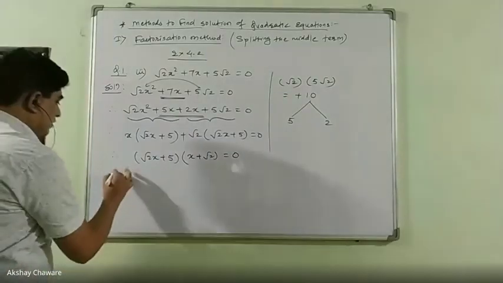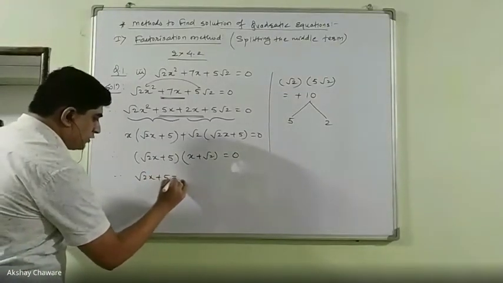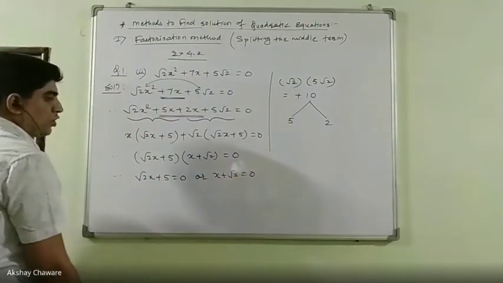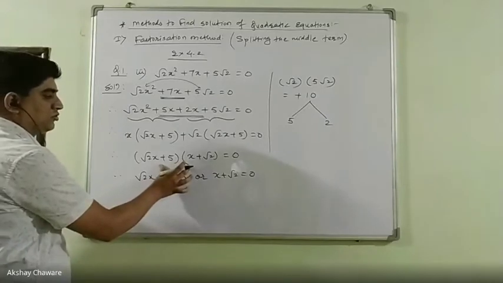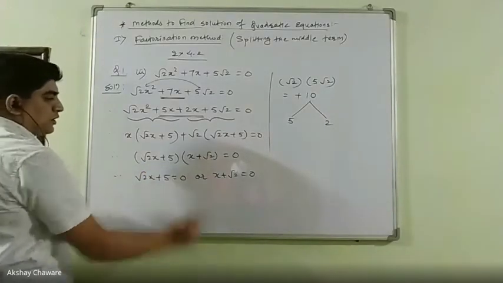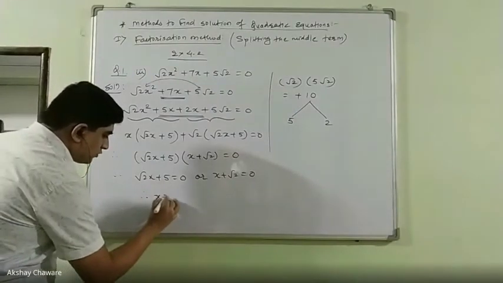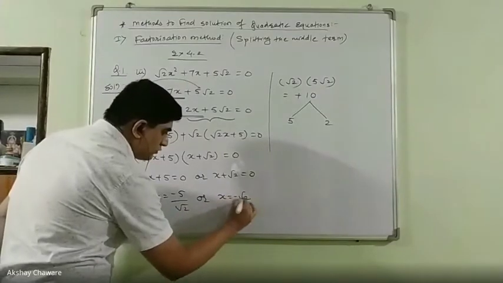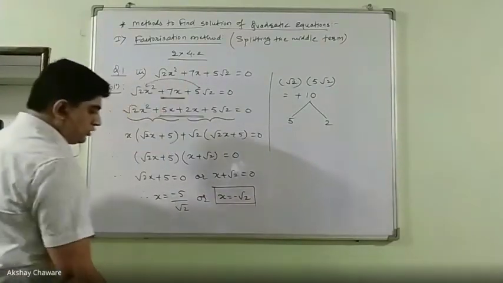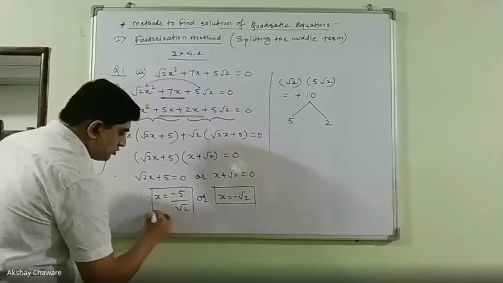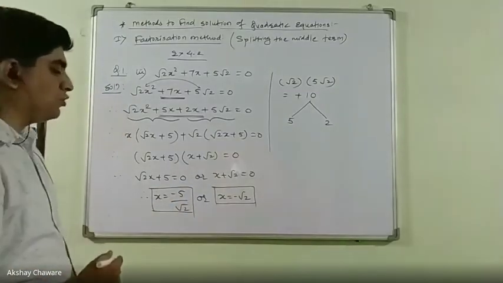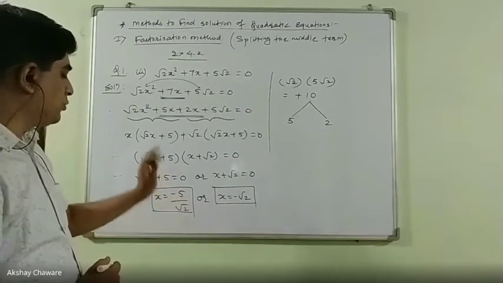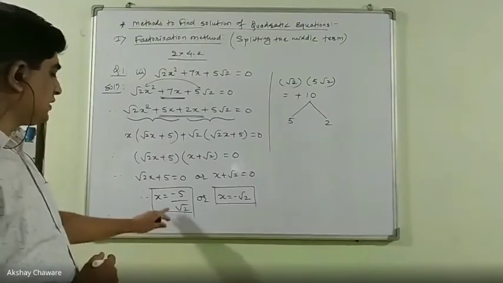Then root 2x plus 5 is equal to 0, or x plus root 2 is also equal to 0, because both the brackets are in multiplication. So either this bracket is 0 or this bracket is 0. So x is equal to minus 5 by root 2, or x is equal to minus root 2. So this is your one root and this is your another root. You can rationalize here also. So multiply and divide by root 2 into root 2. So my answer will be minus 5 root 2 upon 2 after rationalization, or this answer is also correct.